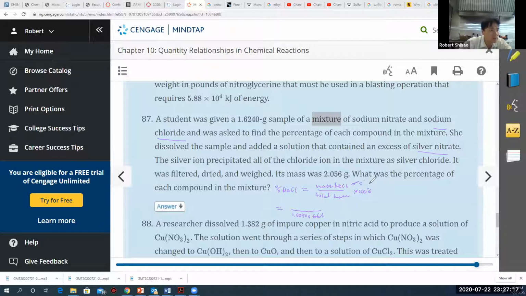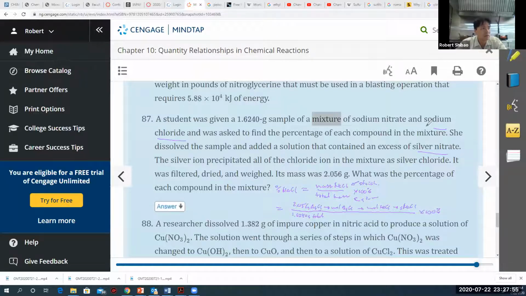And so this is stoichiometry, this is given. So we want grams of sodium chloride. What do we have? We have grams of silver chloride. And so we got 2.056 grams of silver chloride. And we go to moles of silver chloride. And then from moles of silver chloride, we'll go to moles of sodium chloride. And from moles of sodium chloride, we'll go to grams of sodium chloride. And so that will give us grams of sodium chloride in the mixture on the top, and then total grams on the bottom times 100%. And that's going to give us a percent sodium chloride.